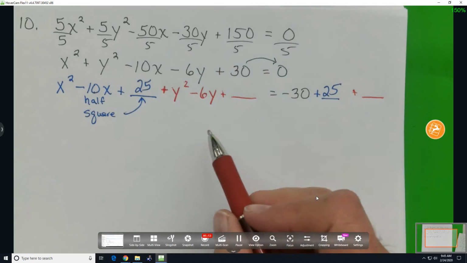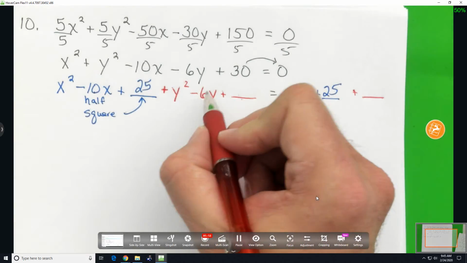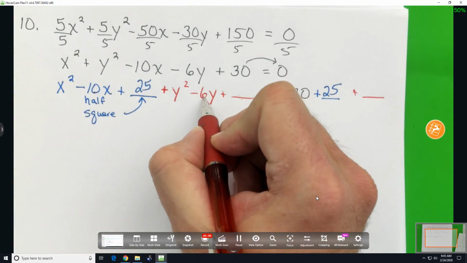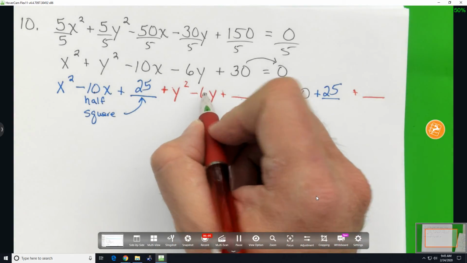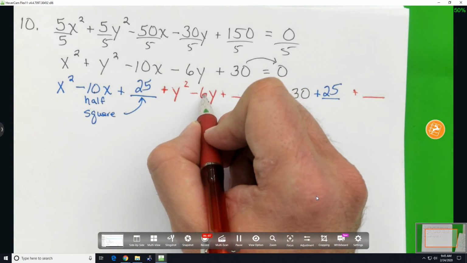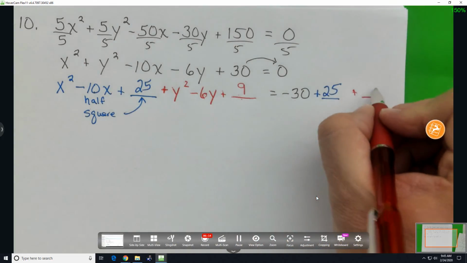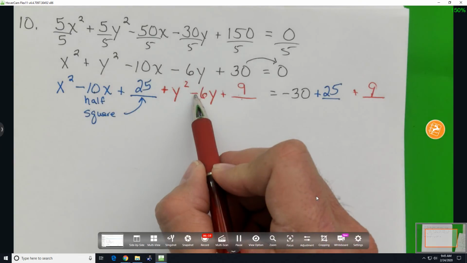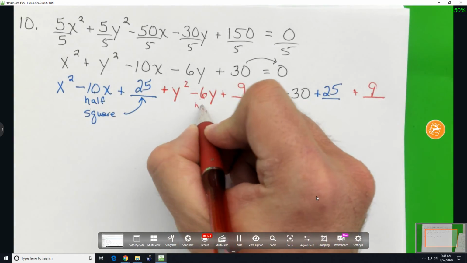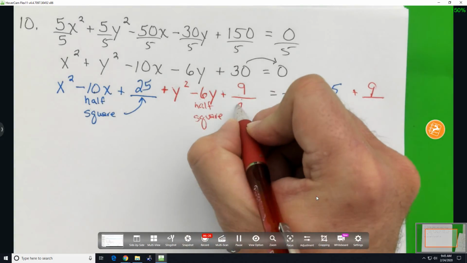Now, what about over here? What's going to go in this red blank? 9. Half of 6 is 3. 3 squared is 9. If you want to say half of negative 6 is negative 3, once you square negative 3 times negative 3, it's still just going to be 9. That's why I only mention half of 6. I don't worry with the negative. Okay. So again, I'm taking half and squaring it. That's what goes there.